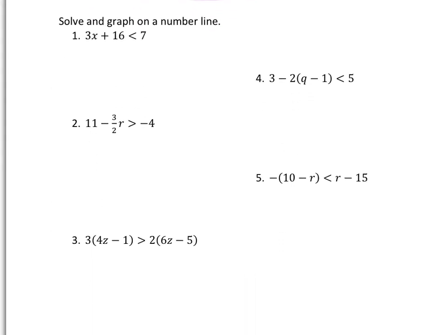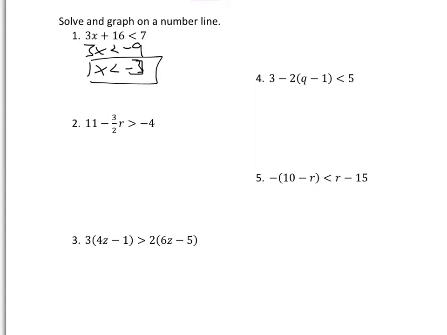Okay, so we're just going to do a couple examples. I say couple, I meant a lot of examples of how to do this. We're going to solve each one and graph on a number line. So we just solve this like you'd normally solve a regular equation. The only thing you need to remember is that you're going to flip the sign if you multiply or divide by a negative number. Okay, so we'll start by subtracting the 16. So 3x is less than negative 9. And divide by 3. So x is less than negative 3.